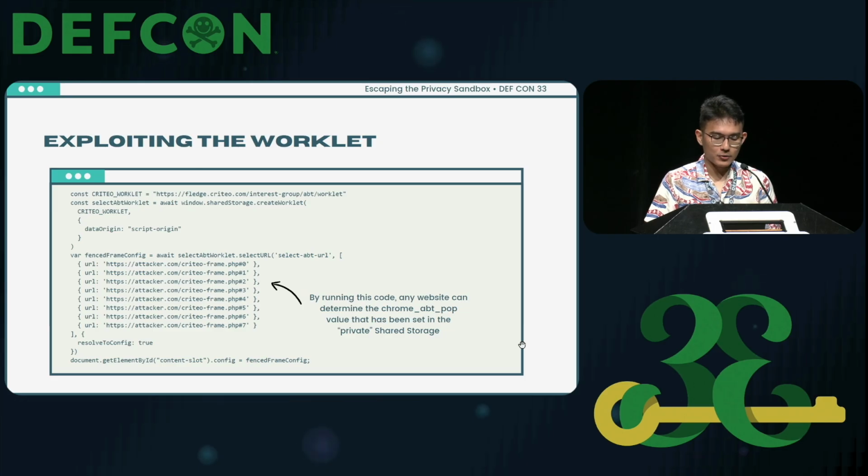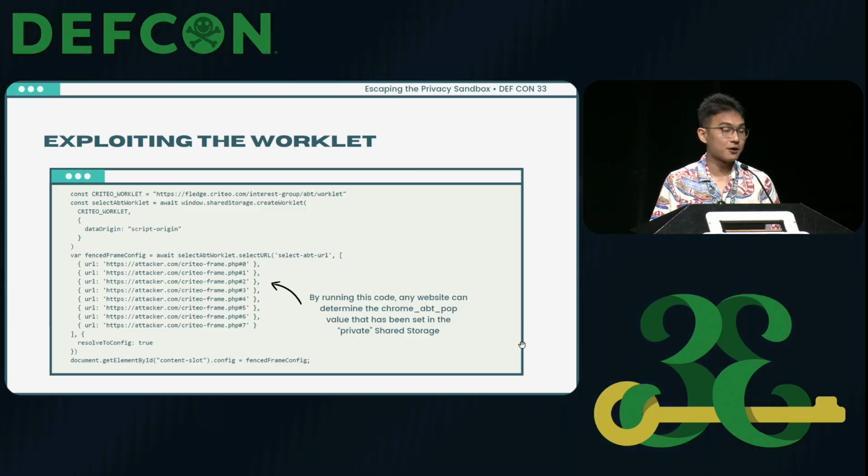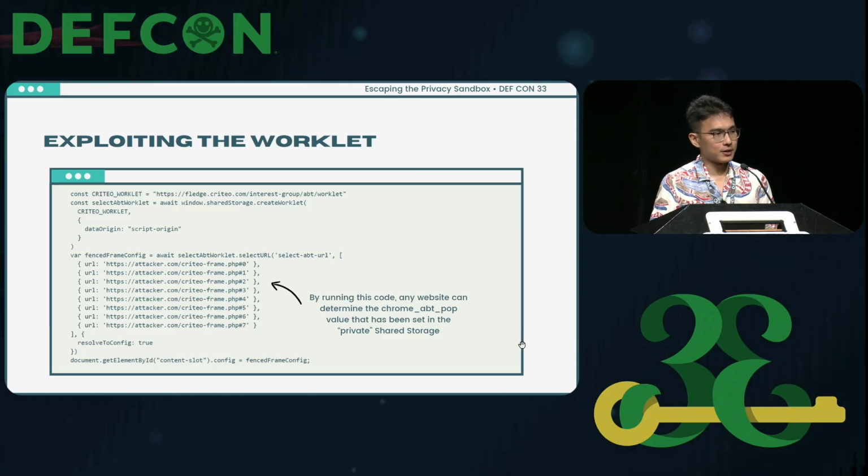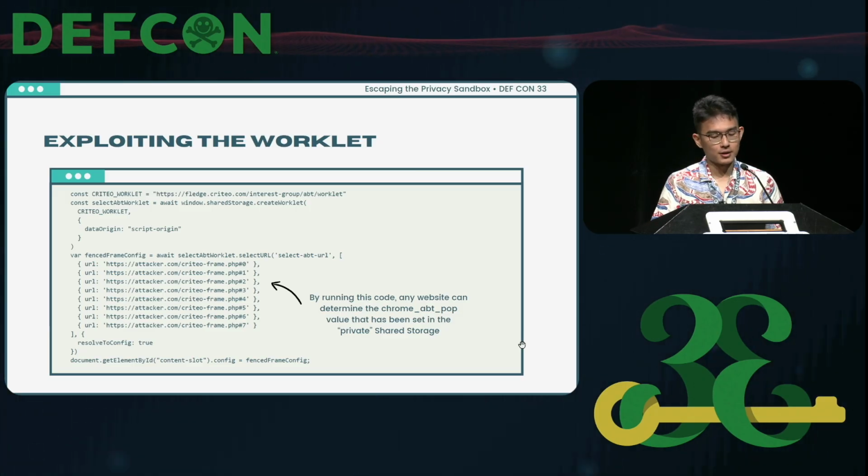So in this case, what we see here is a proof of concept way to exploit this implementation, where an attacker, because this is cross-origin worklet code, can load the worklet code and pass to it a number of URLs and essentially add a fragment at the end of these URLs for the entire range of possible values that the Chrome A/B population could be in a shared storage. And by loading the selected URL, you would now then be able to infer and retrieve the value of this shared storage.